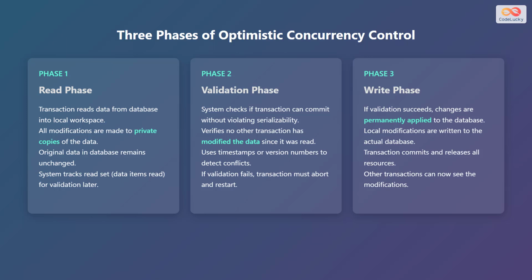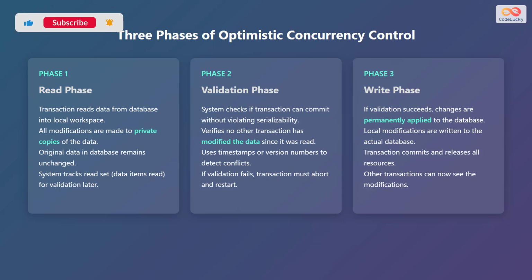Phase 2, the validation phase. In this phase, the system checks whether the transaction can commit its changes without violating serializability. It verifies that no other transaction has modified the data since it was read by the current transaction. This is typically done using timestamps or version numbers to detect conflicts. If validation fails, the transaction must abort and restart.